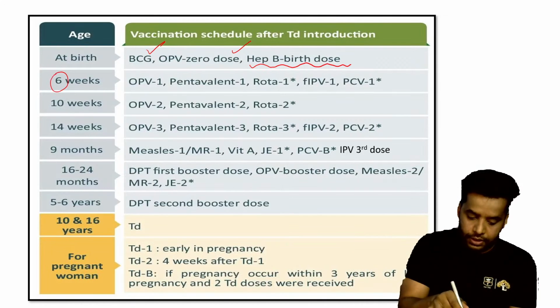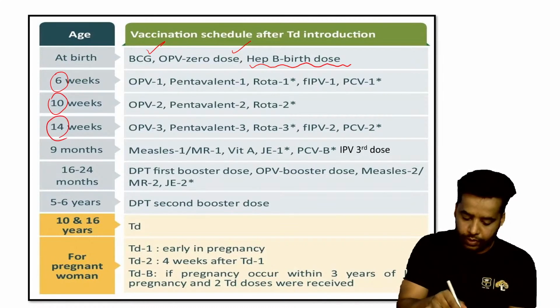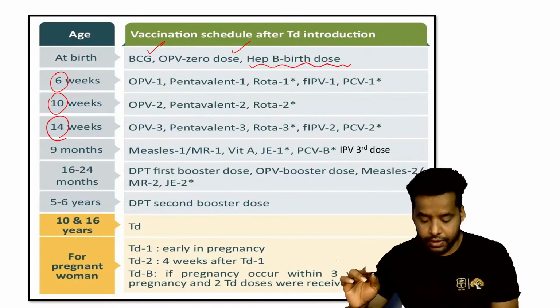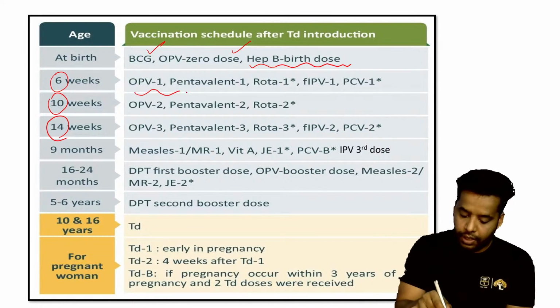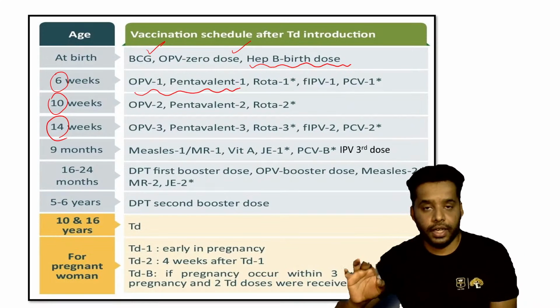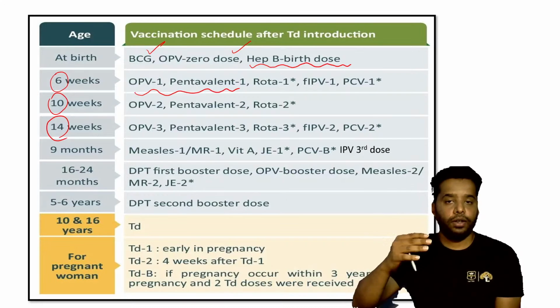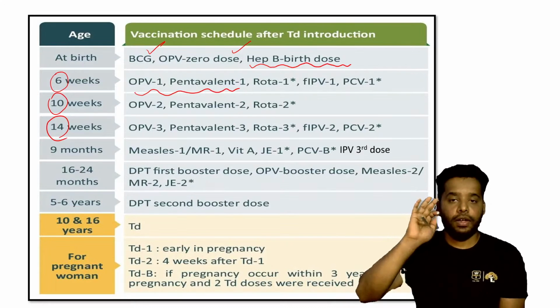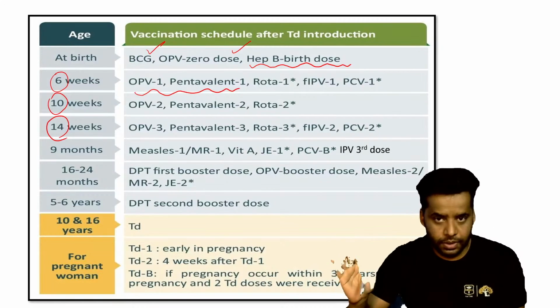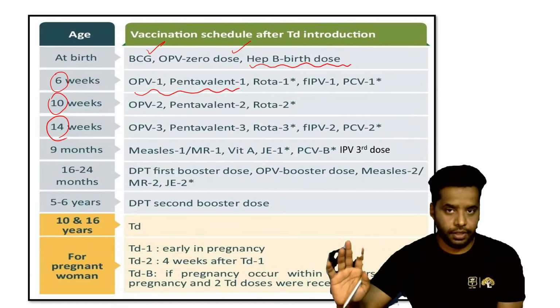After that, at 6, 10 and 14 weeks, we are having important vaccines, OPV and pentavalent. All the states are using OPV and pentavalent. So OPV first dose, second dose, third dose. Pentavalent first, second and third dose. Pentavalent in all the states now.